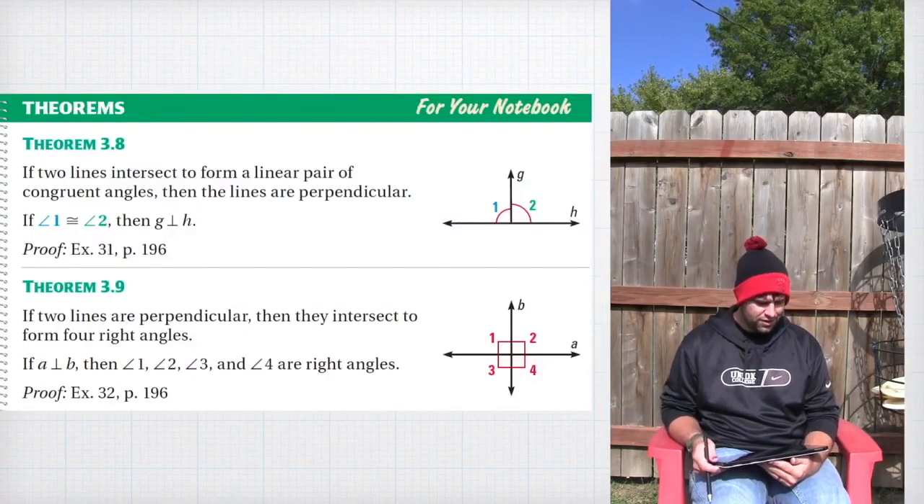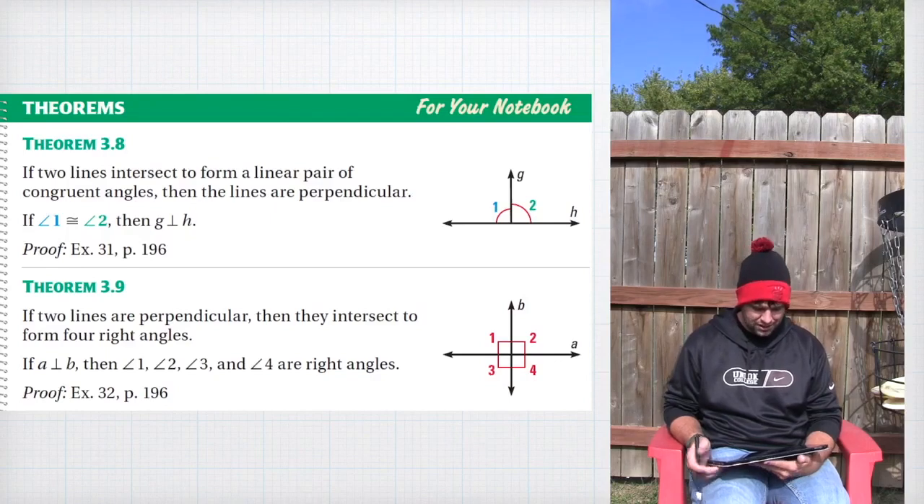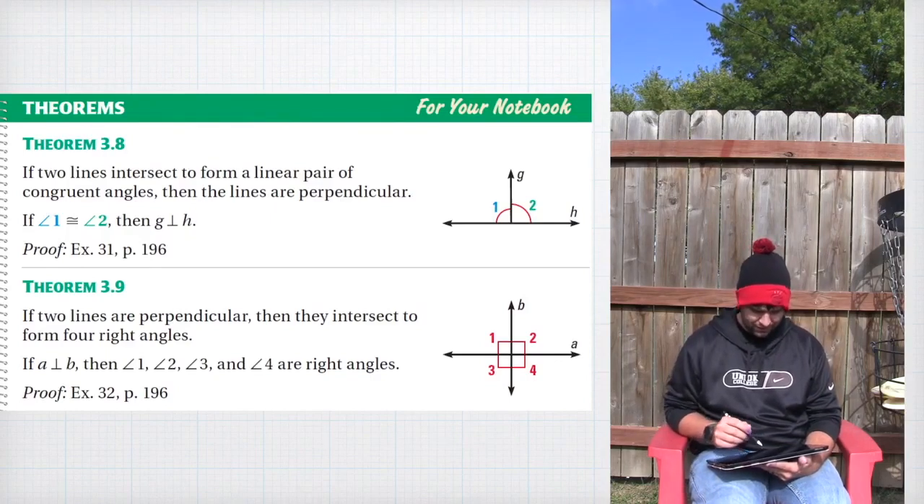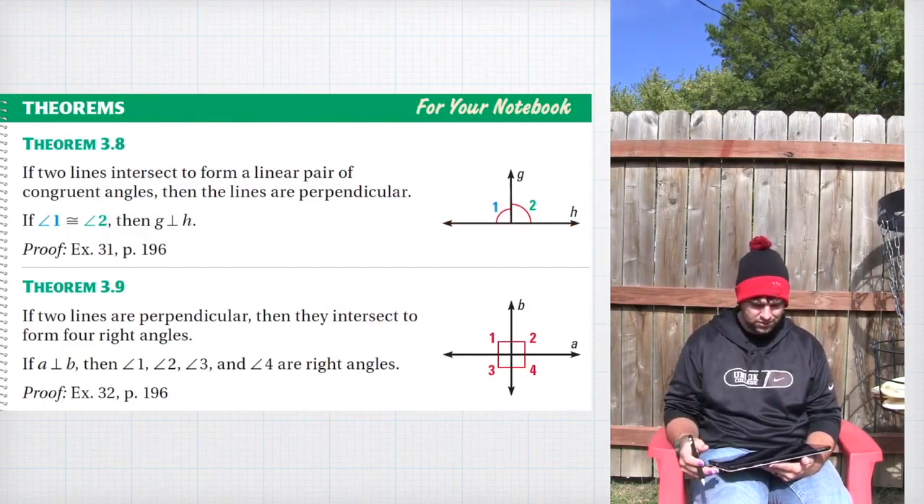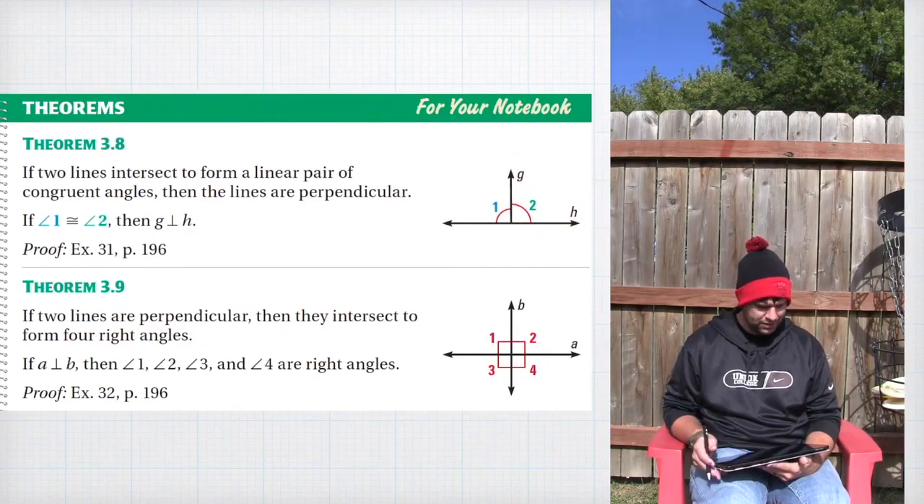We're starting off with theorem 3.8. If two lines intersect to form a linear pair of congruent angles, then the lines are perpendicular. Okay, so what that is saying, if you have a linear pair that is made up of two congruent angles, the lines will be perpendicular. They intersect to form perpendicular lines. So G and H are perpendicular.